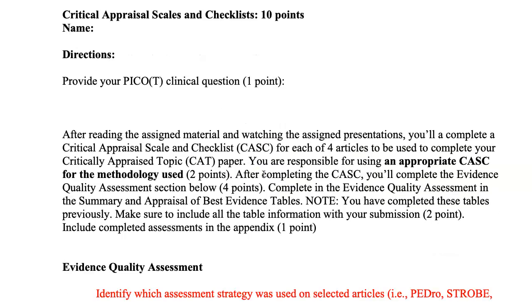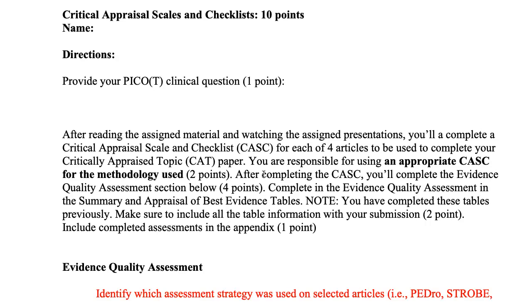In those other videos, they talk about what critical appraisal is and what some of these scales are. And as a reminder, for each article that you're using to answer your specific clinical question, PICO or question, you're going to analyze each article using an appropriate scale, a critical appraisal scale and checklist, or CASC, I'm just going to call it that.